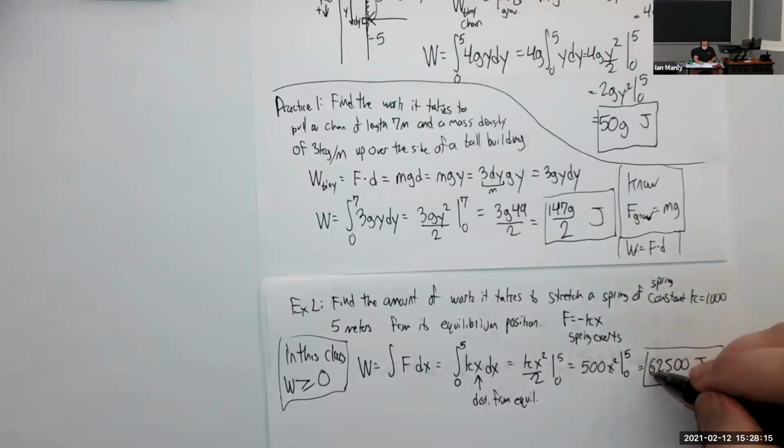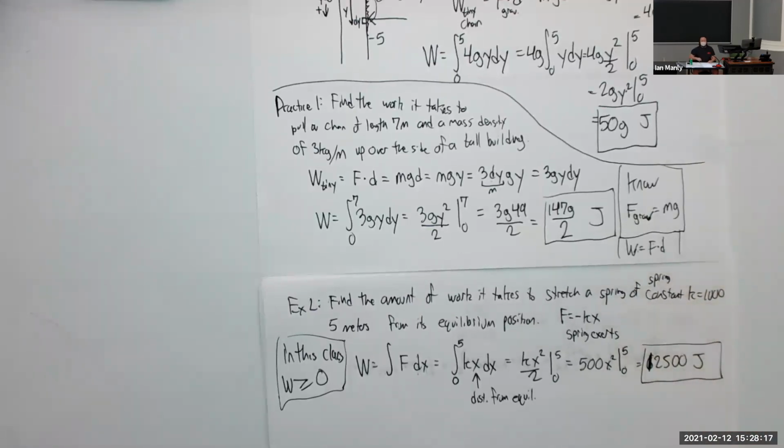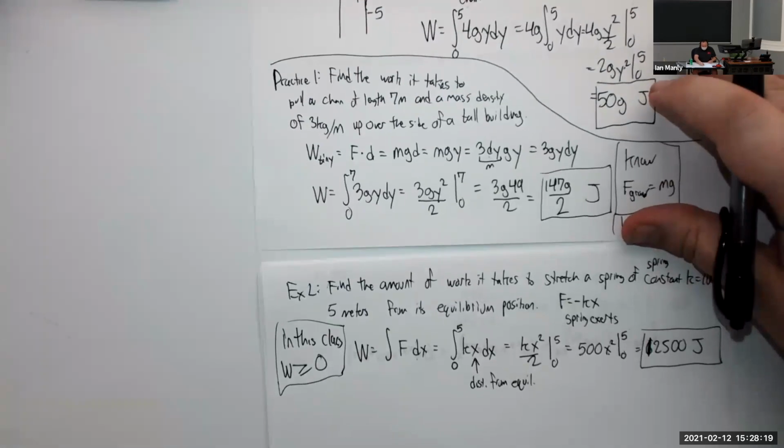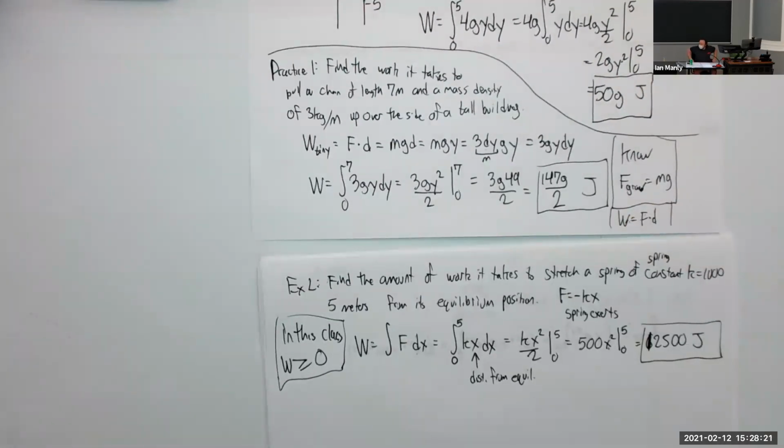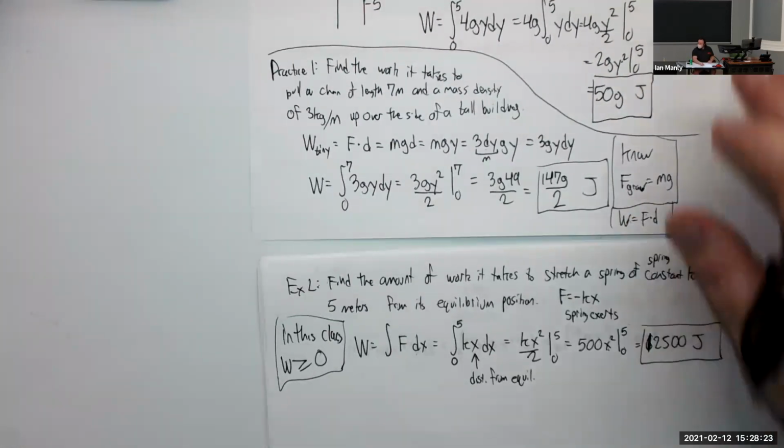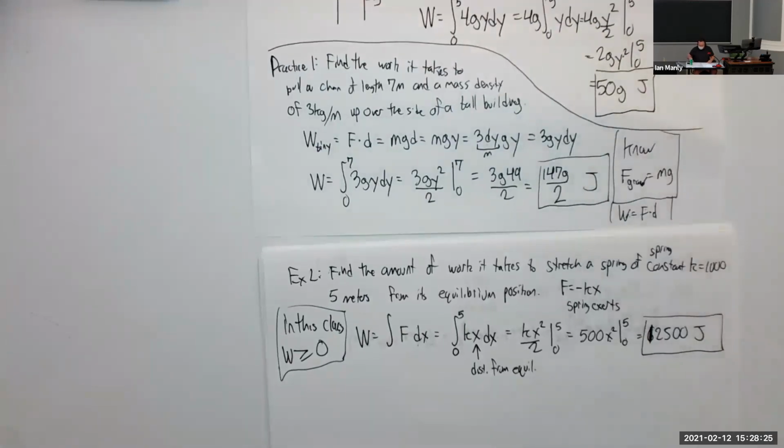You were right. So it's not that much work. Thank you very much. All right, so it's actually 12,500 joules, my mistake. All right, so there's that kind of problem.